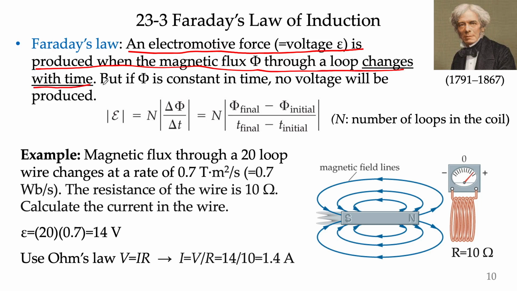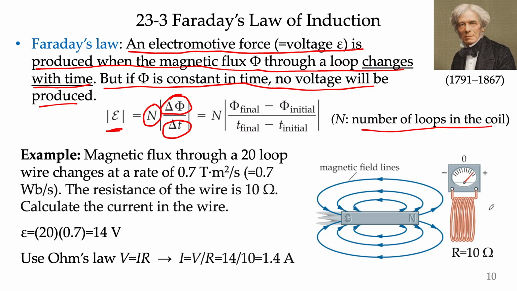Now, what is the formula? Before that, if magnetic flux is constant in time, then no voltage will be produced. But what is the formula? Like how much electromotive force am I going to create? Well, it's basically the change in flux divided by change in time. Okay, there is also a factor of N here. It basically is the number of loops in the coil. So in this example, if you look here, there are 1, 2, 3, 4, 5, 6 loops. So this is the number of loops in the coil. Okay, so this is the main formula that we are going to use here.